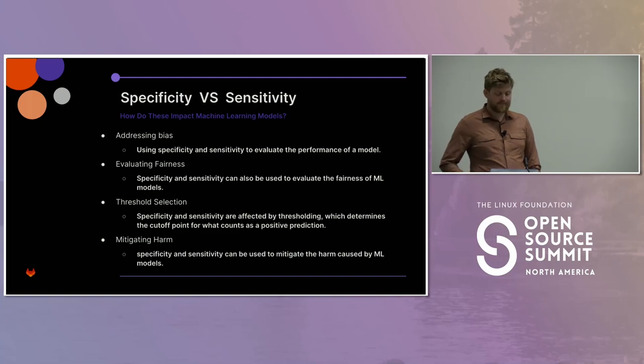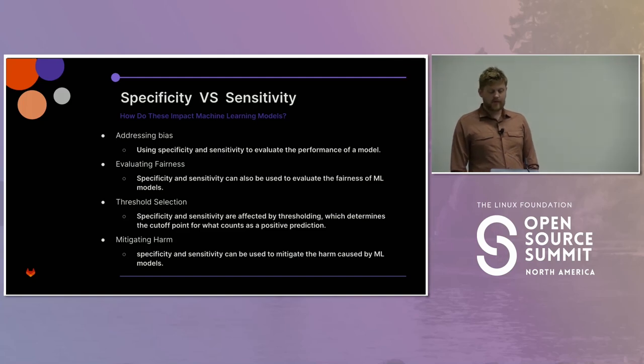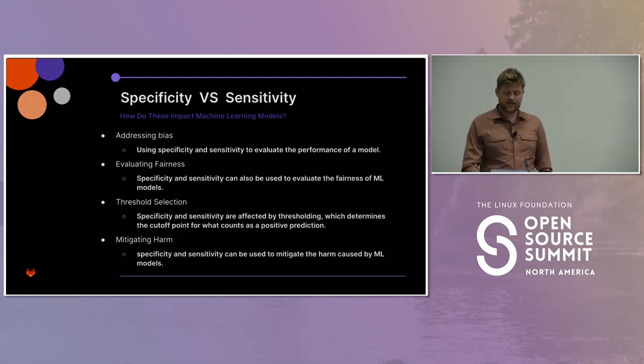So, mitigating harm. Specificity and sensitivity can be used to mitigate harm for machine learning models. For example, in applications such as medical diagnosis or predictive policing, false negatives can lead to dire consequences. By setting a higher threshold for sensitivity, we can reduce the number of false negatives and potentially prevent harm to individuals. Similarly, in applications such as fraud detection, false positives can have negative consequences such as freezing legitimate accounts. By setting a higher threshold for specificity, we can reduce the number of false positives and harm to individuals.